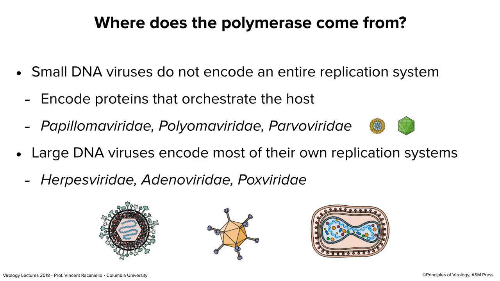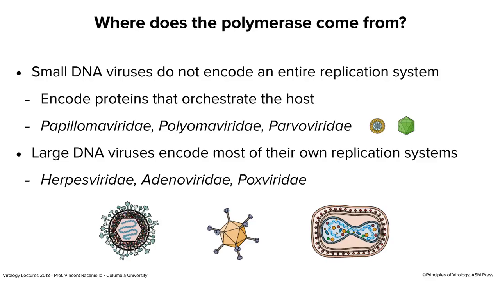The polymerase can come from two different places, and we've mentioned this before. Small DNA viruses do not encode a DNA polymerase. In fact, that was a question on the exam. They don't have enough DNA to do that. Larger virus genomes can encode a DNA polymerase. But small DNA viruses, I like to say it this way, encode proteins that orchestrate the host. They make a protein which diverts the host's DNA synthesis apparatus to replicating their genome. Because think of this problem.